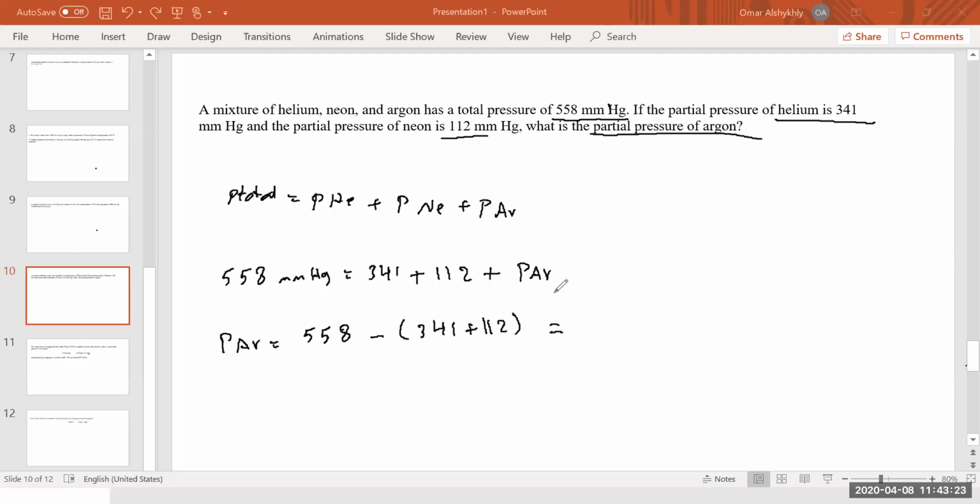That will give you 105. So it will be 105 millimeter mercury is the partial pressure of argon.